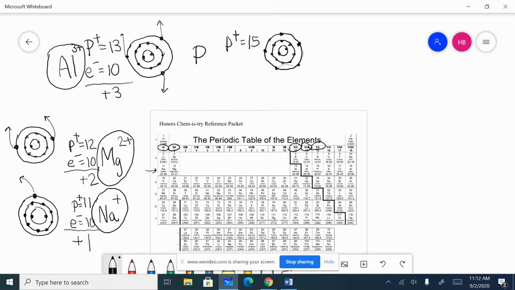This time, he would have to lose 5, or he could gain 3. What phosphorus likes to do, because he's a nonmetal, is gain 3 electrons. When he gains 3 electrons, he now has 18 electrons, just like argon. And 15 pluses and 18 minuses give us a charge of -3. So that's the ion that phosphorus would have.